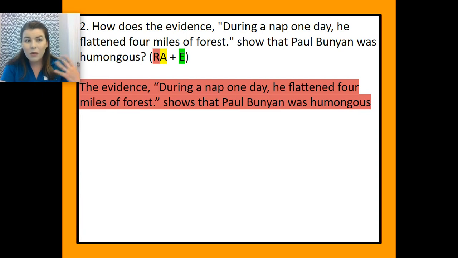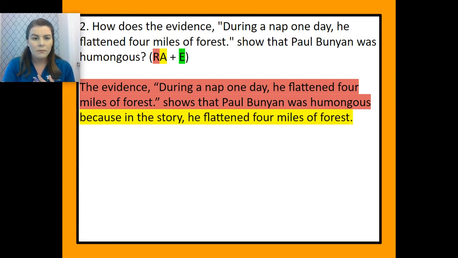Well, remember earlier when we were talking about this, if he's laying down to take a nap, when we lay down, do we cover 4 miles? No, 4 miles is a huge distance. So that tells me that he was pretty big. So my answer here is this shows me that Paul Bunyan was humongous because, look at the yellow, in the story, he flattened 4 miles of forest.